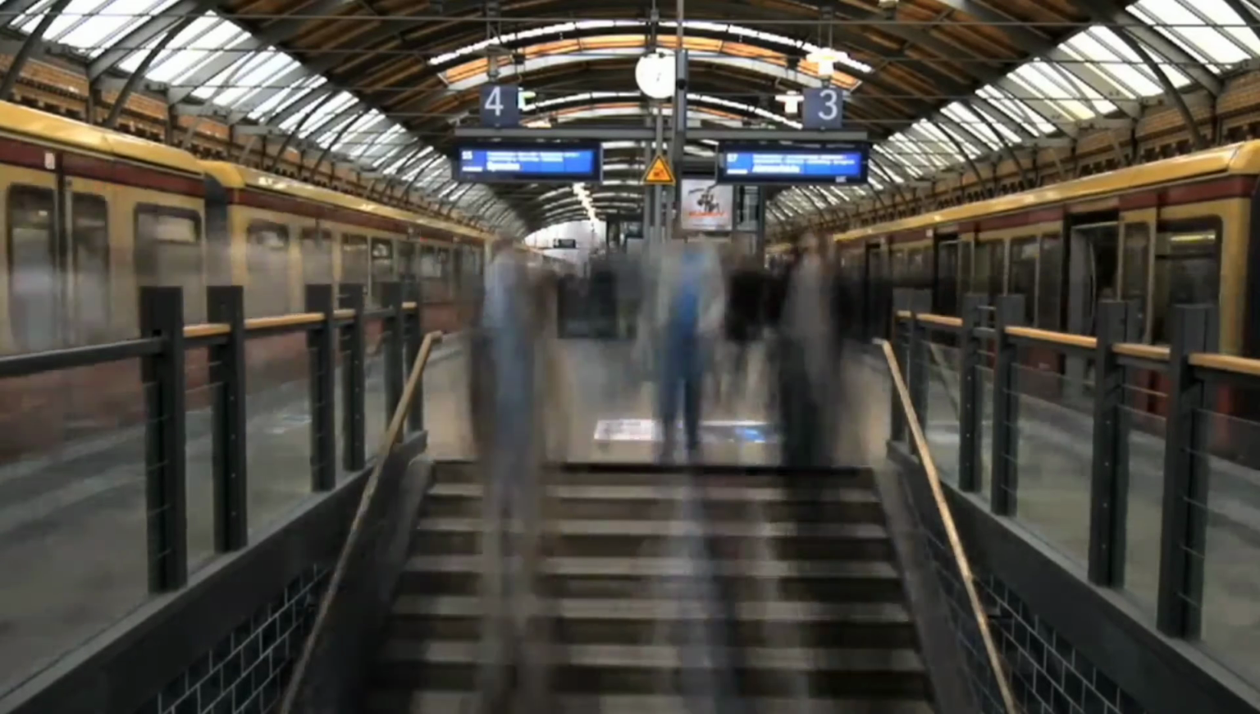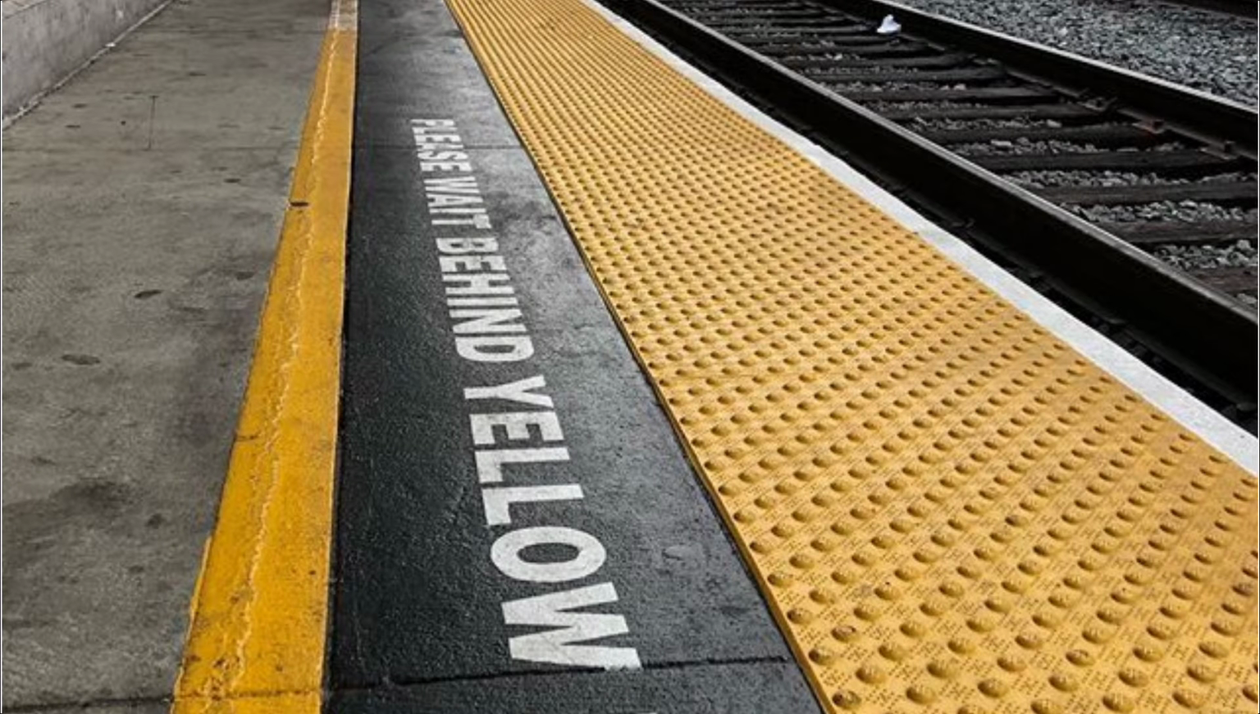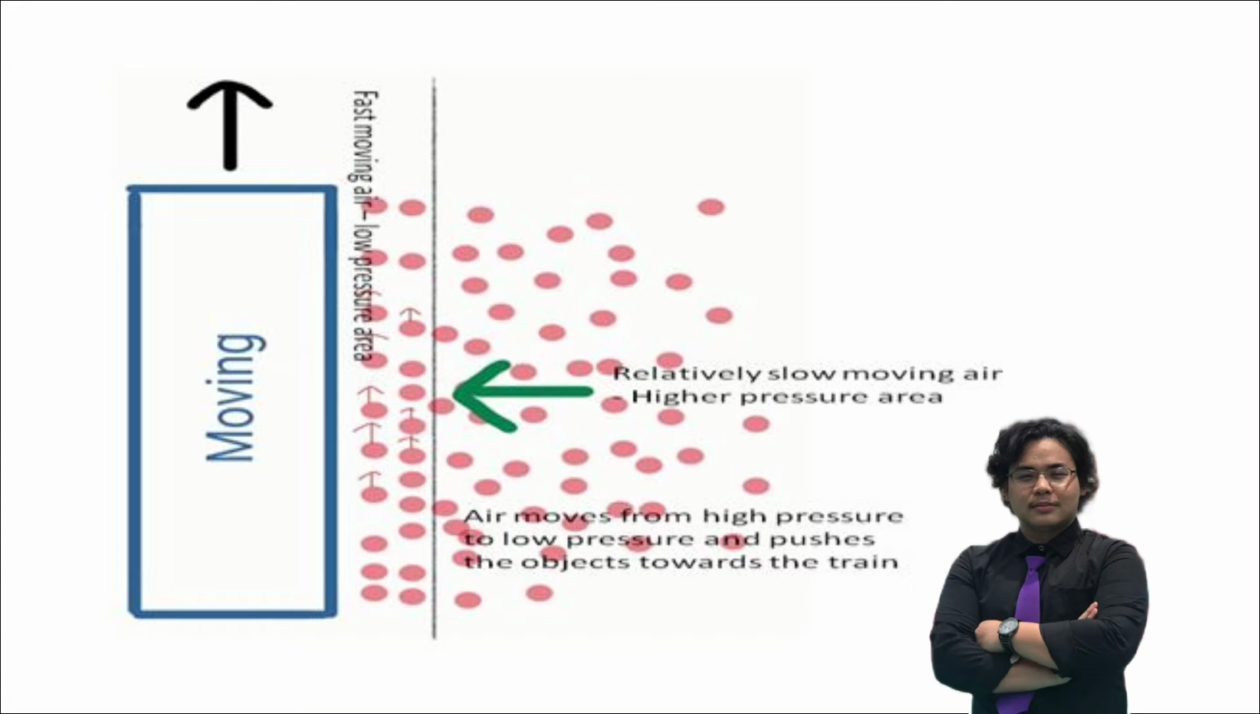Let's have another example of its application. You are in a subway waiting for your ride. For some reason, you are standing beyond the yellow line. The train passes you at high speed, causing the wind in front of you to move faster. The wind in front of you now has lower pressure, while the wind from behind remains the same. The higher pressure pushes you towards the moving train. If unlucky, you might be gravely injured. But it was just a scratch.